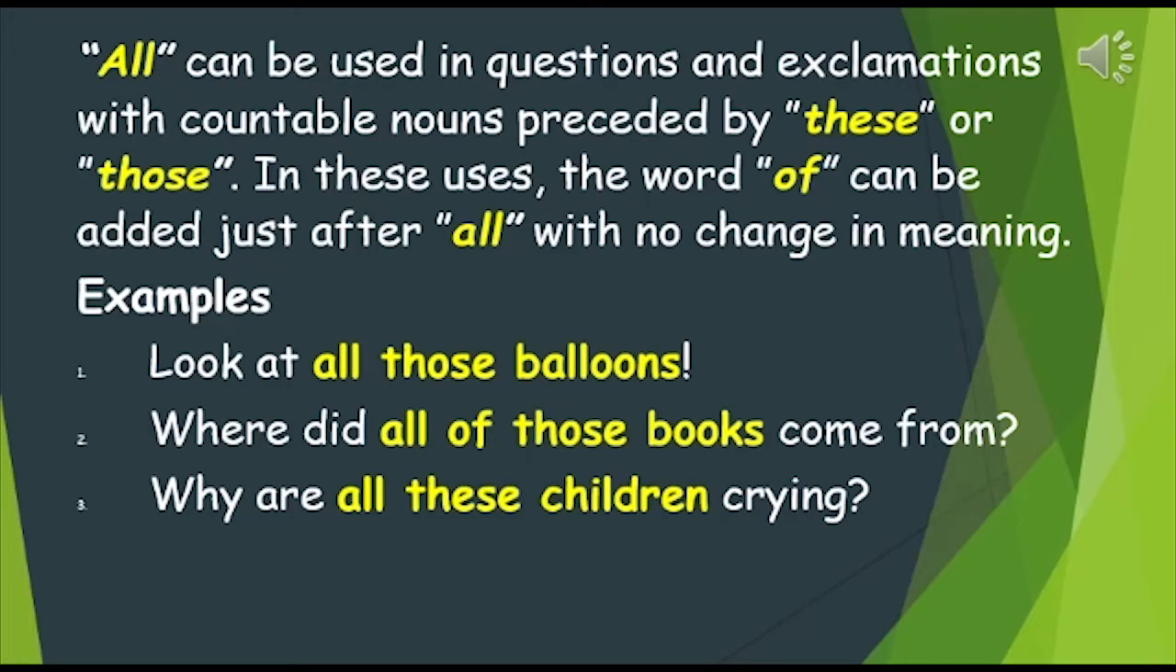ممكن نستخدم all في الأسئلة أو التعبيرات اللي بتعبر عن التعجب مع الأسماء المعدودة أو الجمع مسبوقة ب these or those، بالكلمات demonstratives these or those. In these uses في الاستخدامات دي the word of can be added. ممكن نضيف of after all with no change in meaning. بعد all بلا تغيير في المعنى. Look at those balloons. Where did all of those books come from? Why are all these children crying?